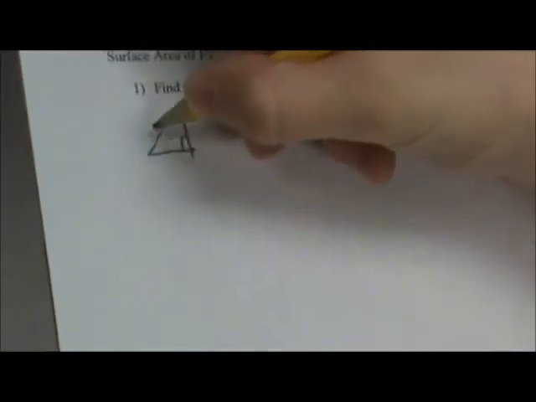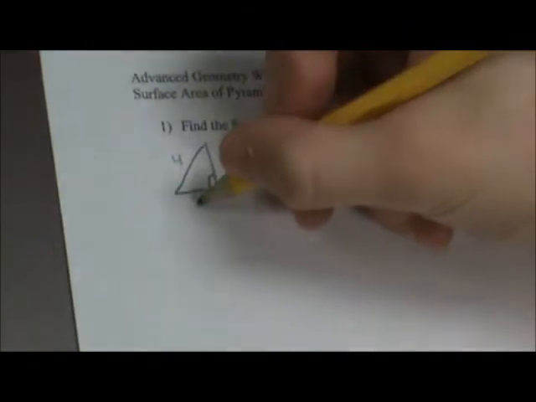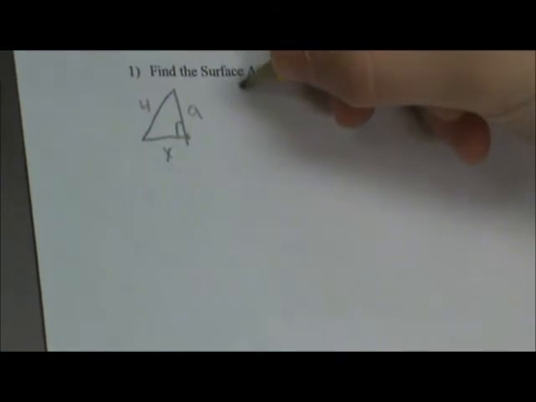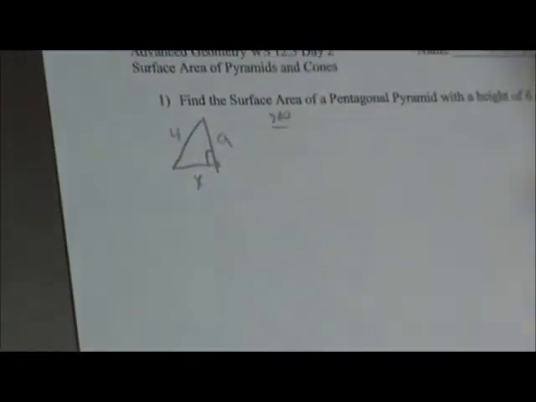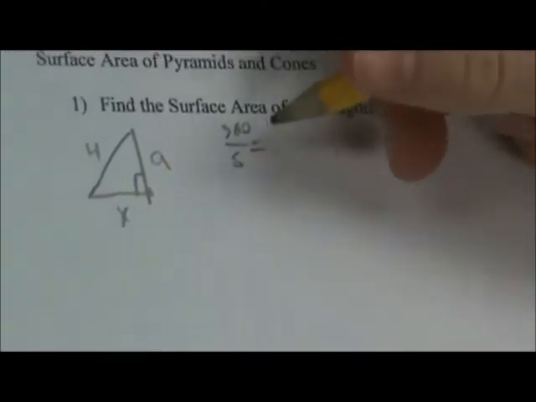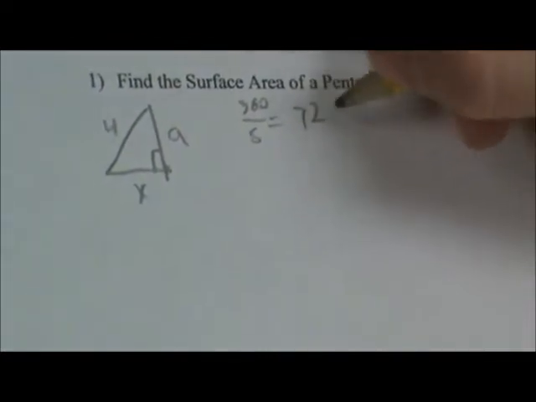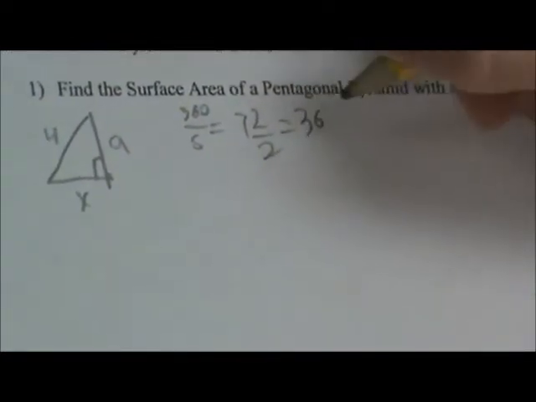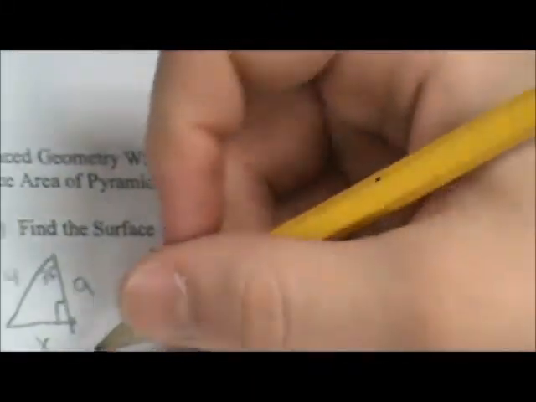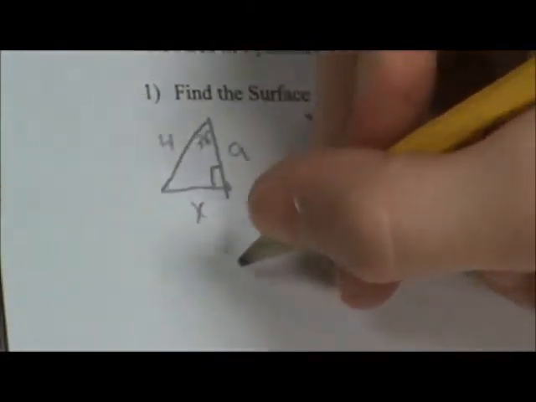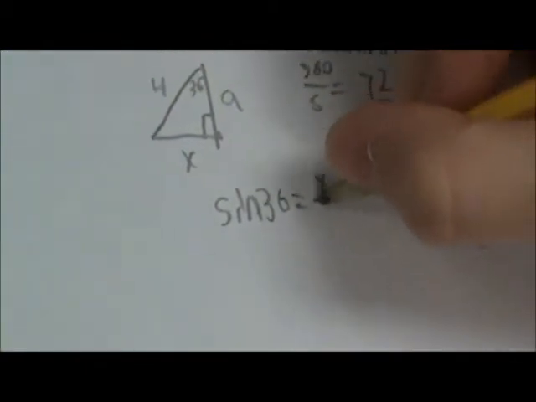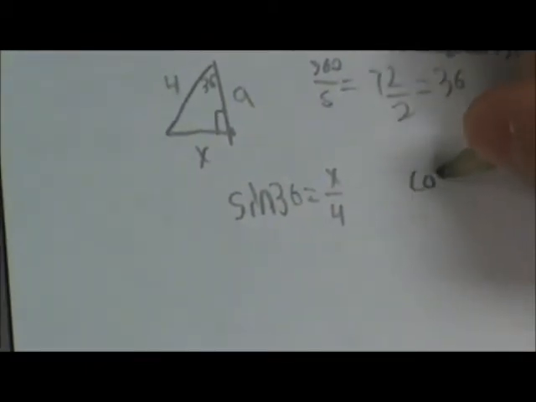So I had to find the surface area of the pentagonal pyramid with the height of 6 and the radius of 4. So we're going to start by finding the apothem and the side length, because we're going to need those values. We need to find the angle in that triangle, so 360 divided by 5 divided by 2 gets us 36. So that's what the little angle is going to be, so that we can use trigonometry to solve.